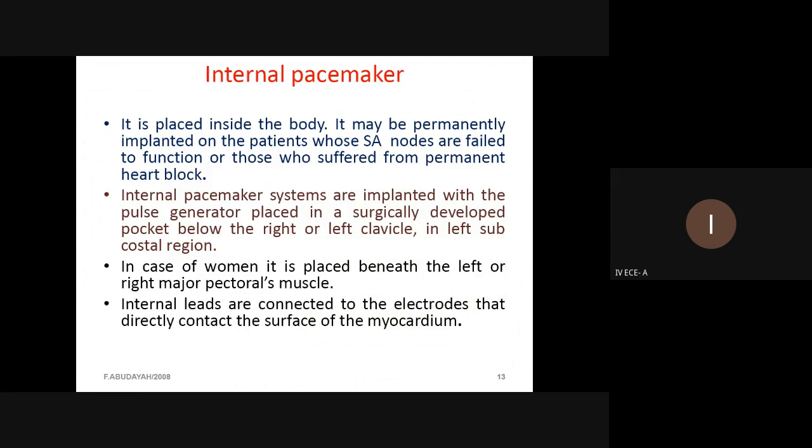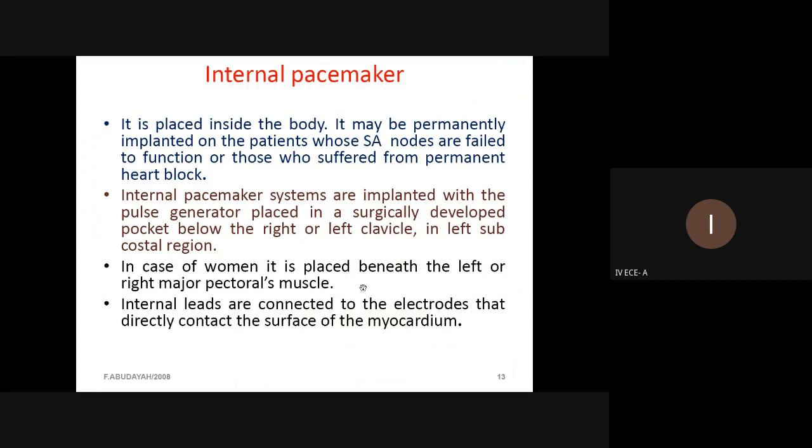It may be permanently implanted in patients whose SA nodes have failed to function or who suffer from permanent heart block. Internal pacemaker systems are implanted with the pulse generator placed in a surgically developed pocket below the right or left clavicle in the left subcostal region.